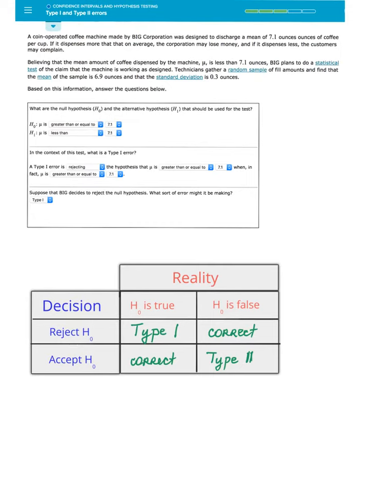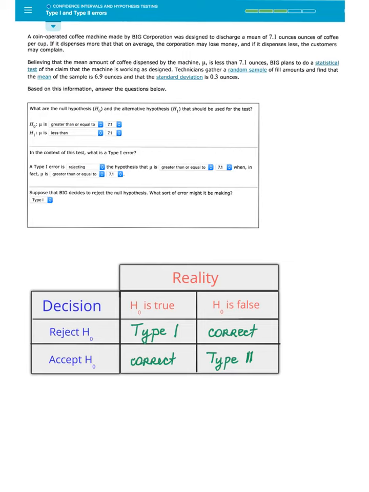Let's take a look at another example. A coin-operated coffee machine made by a big corporation was designed to discharge a mean of 7.1 ounces of coffee per cup. If it dispenses more than that on average, the corporation may lose money, and if it dispenses less, the customers may complain. Believing that the mean amount of coffee dispensed by the machine mu is less than 7.1 ounces, Big plans to do a statistical test of the claim that the machine is working as designed.